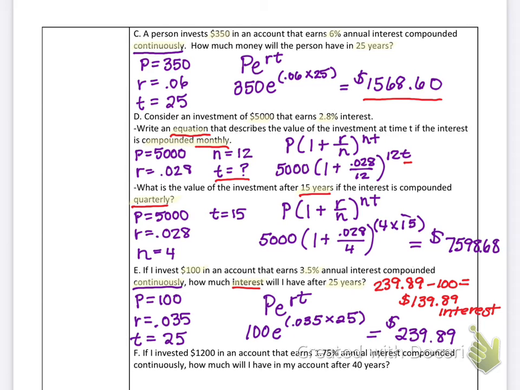And then lastly, again, very similar to C, but notice that they asked how much interest will you have after 25 years and not your total. So in total, we'll have $239.89, but in interest, we'll only have $139.89.